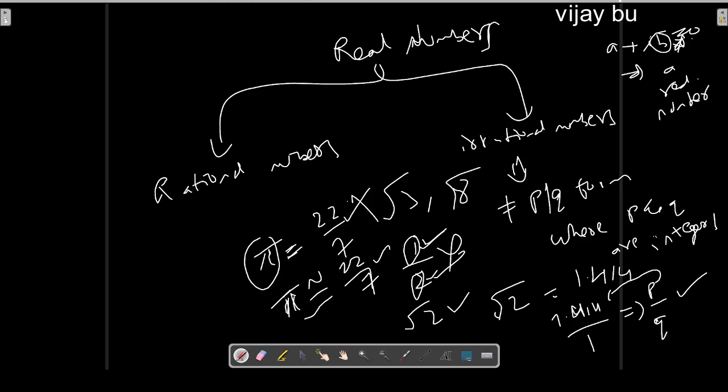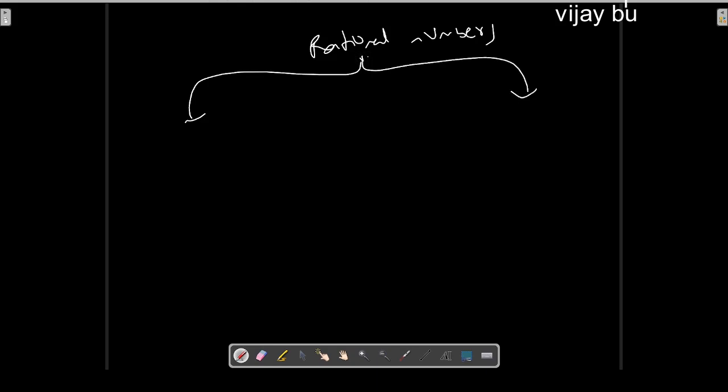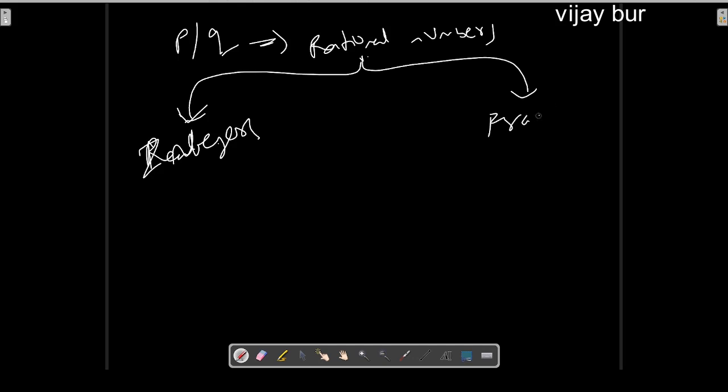That's about irrational numbers. Now let's talk about rational numbers. Rational numbers are numbers that can be written in the format of p by q. Any number that can be written in the form of p by q is called a rational number. Rational numbers are again divided into two types: integers and fractions.